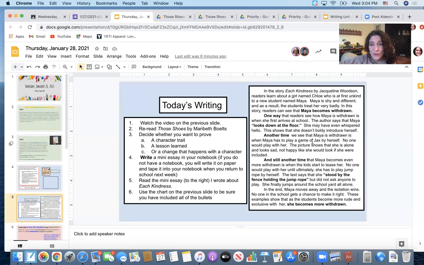One of them, actually two of them, I actually quote. How she's withdrawn when she looks down at the floor, and how she is withdrawn when she stands by the fence holding the jump rope all by herself. Okay. And then that last paragraph, I say what happens in the end. In the end, Maya moves away and the isolation wins. No one in the school gets a chance to make it right. These examples show that the students become more rude and exclusive with her, and then she becomes more withdrawn. Or as the students become more rude, she becomes more withdrawn.